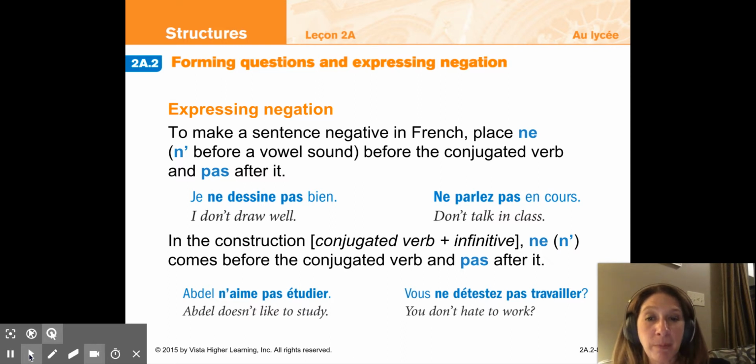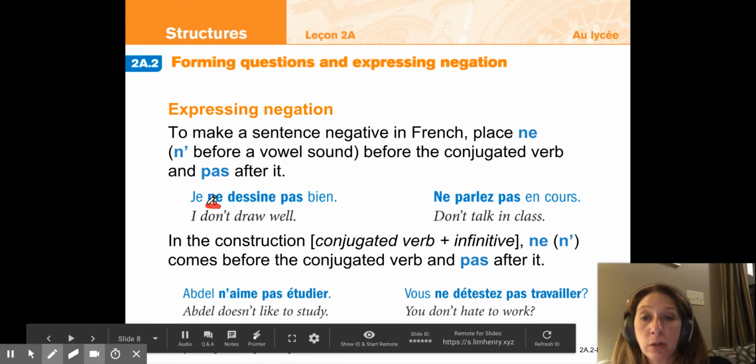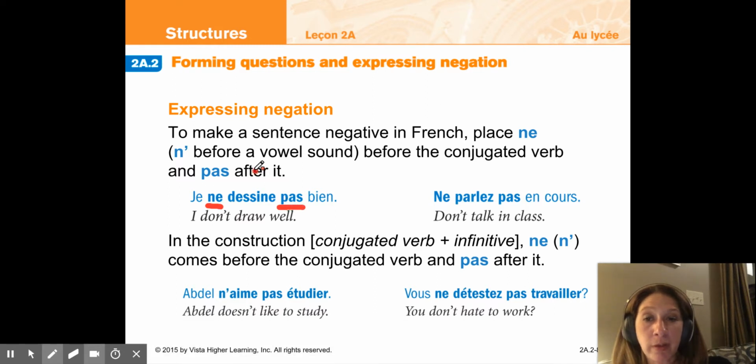So, je ne dessine pas bien. I don't draw well. That is an absolutely 100% true statement about me. I do not draw well at all. You have the ne before the verb and the pas after the verb. This right here, dessine, that is your conjugated verb.